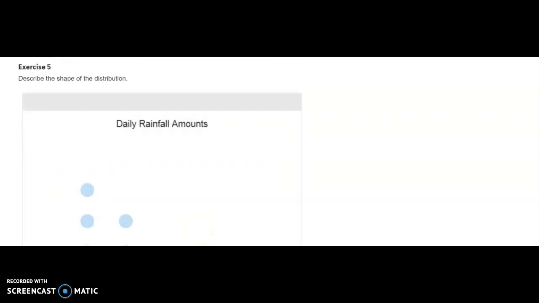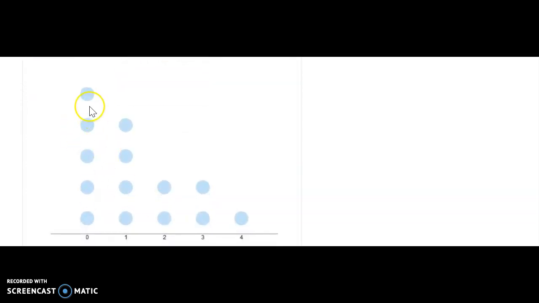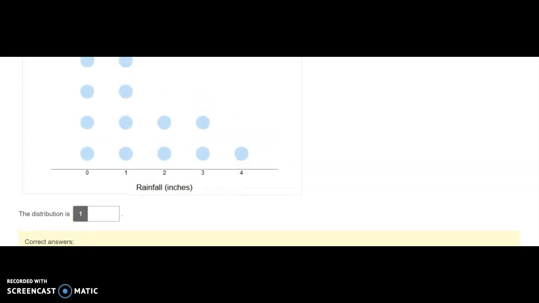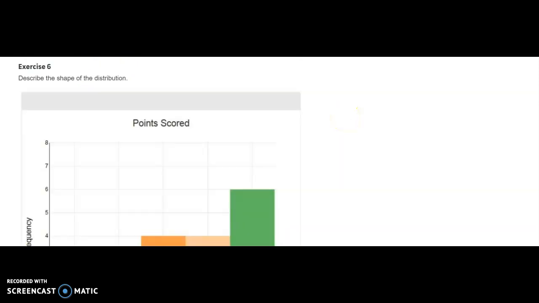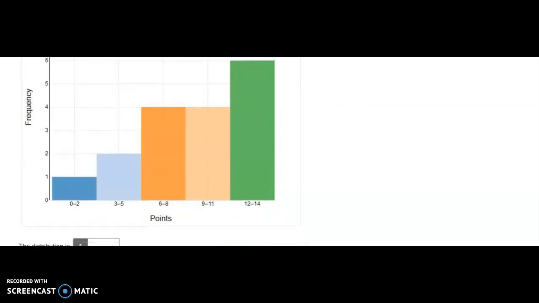Exercise 5, we're looking at the shape of the distribution, and we're looking at daily rainfall amounts. You can see that the little tail skews to the right side, so it's going to be called skewed to the right. Simple again. Describe the shape of the distribution. Well, now it's skewed to the left.